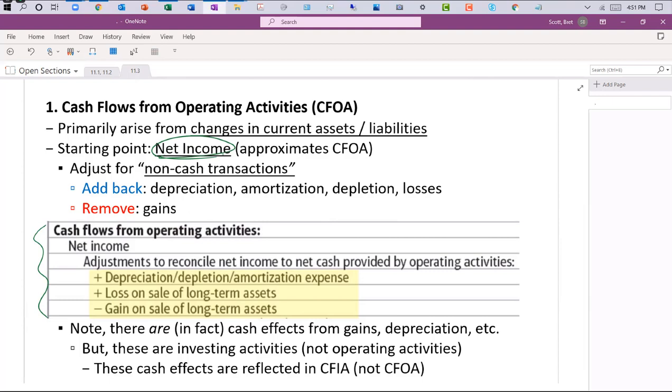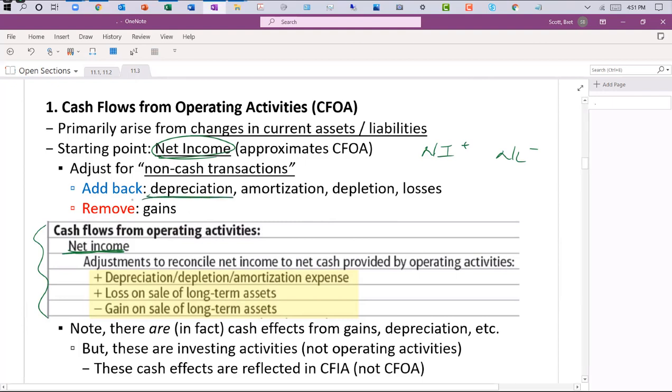That's the idea. So when we start with net income as our first number, net income is going to be a positive number. Net loss is going to be a negative number. If we start with that, we want to make adjustments to extract the effects of any non-cash transactions. First way to do that is to cherry pick from the income statement those items that we definitely need to reverse or pull out of net income.